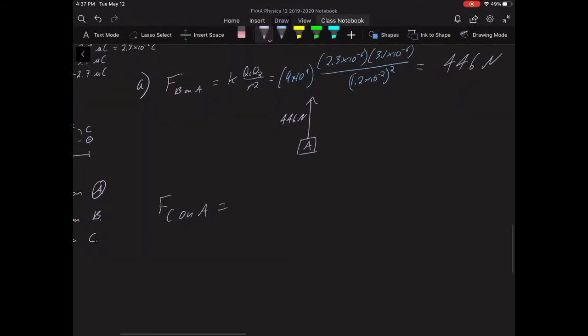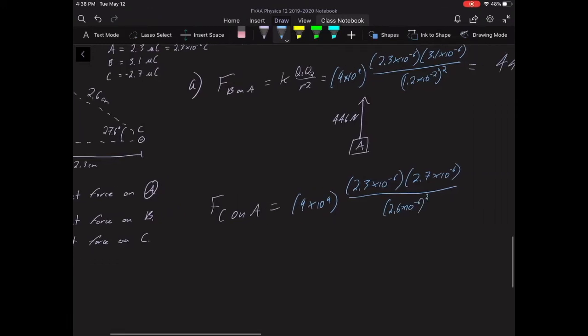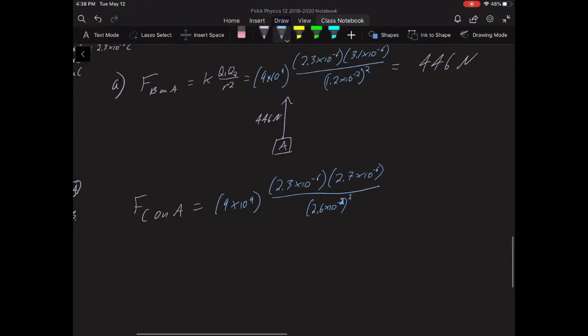All right, so first I just need to find the magnitude of the force. So it is 9 times 10 to the 9. Charge A is still that 2.3 times 10 to the 6, okay? Charge C is negative, but I'll enter it as a positive just because it doesn't matter whether it's positive or negative. It just matters the direction I'm going to draw it on my vector, my free body diagram here. Okay, that's what's going to help me determine the direction of these forces. So times 10 to the negative 6. And then the distance between the two we determined to be 2.6 times 10 to the negative 2. Okay? And then that's squared.